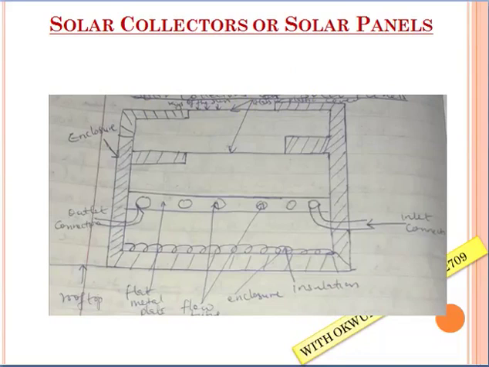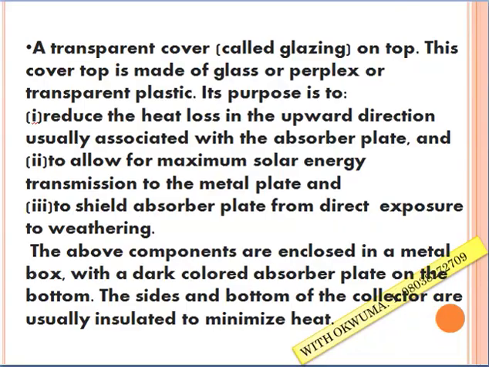Now what is the purpose of this transparent cover? The function or the work of the transparent cover, number one, is to reduce the heat loss in the upward direction. Remember, it's a plastic, it's an insulator, so it will minimize heat loss in the upward direction, usually associated with the absorber plate. And number 2, to allow for maximum solar energy.